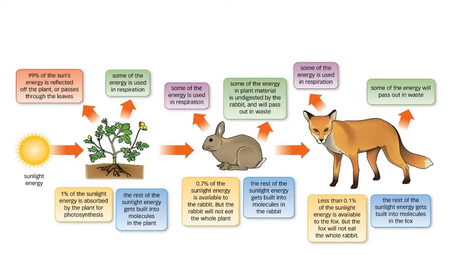When we look at these energy losses throughout the entire food chain, we can see that only a very small amount of energy from the sun is utilised and passed along the food chain. Of the energy from the sun that hits the producer, only 1% of this is absorbed by the plant and used in photosynthesis. And only 0.1% of this energy from the sun is available to the fox at the end of the food chain. This is why food chains do not usually have more than 4 or 5 organisms, because the amount of energy left in the food chain by this point is so small.